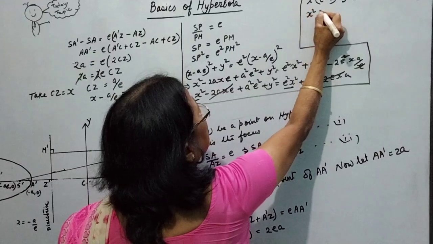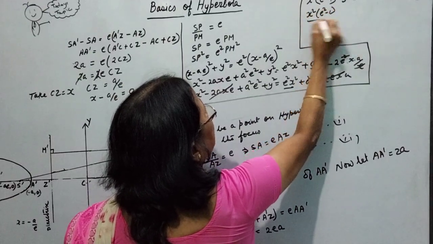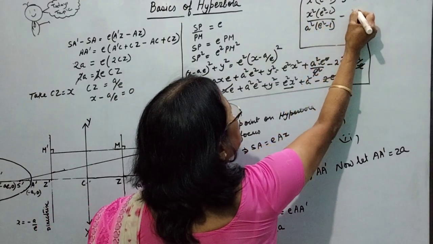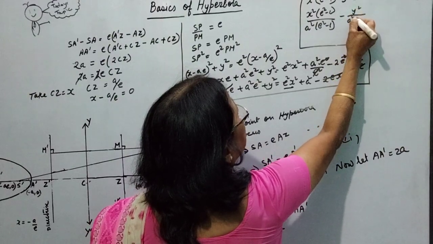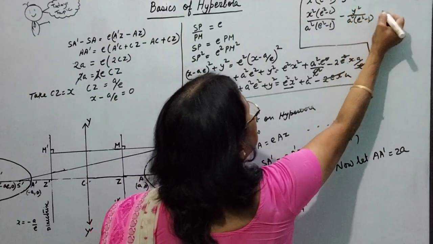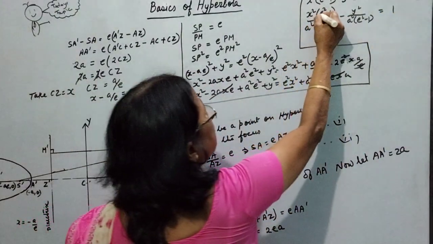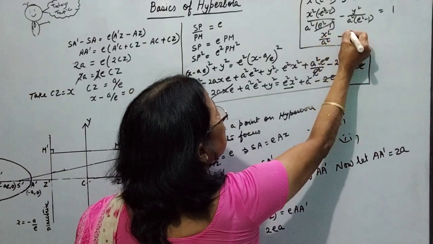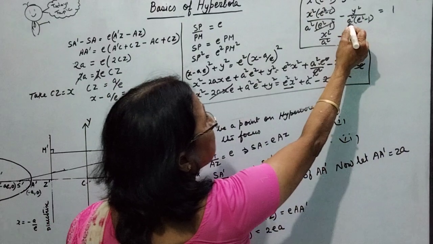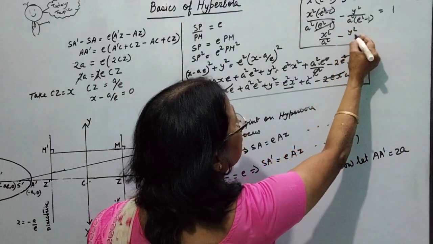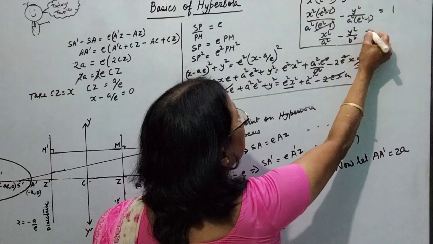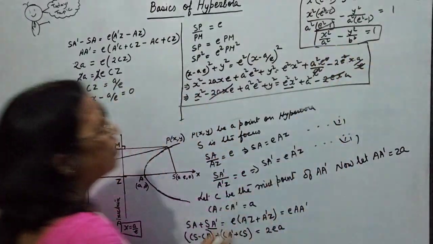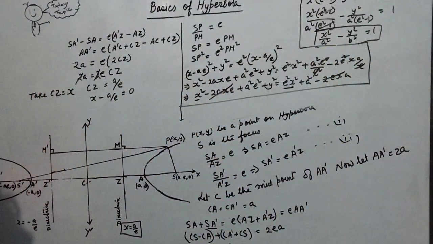So we can divide the whole by A square into E square minus 1. So X square into E square minus 1 divided by A square into E square minus 1, minus Y square divided by A square into E square minus 1, and this is equal to 1. So this cancels. This is X square by A square minus Y square. Just we have studied A square into E square minus 1 is equal to B square, equal to 1. So your standard equation of the hyperbola is X square by A square minus Y square by B square equal to 1.